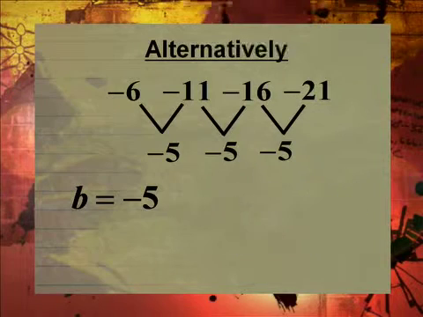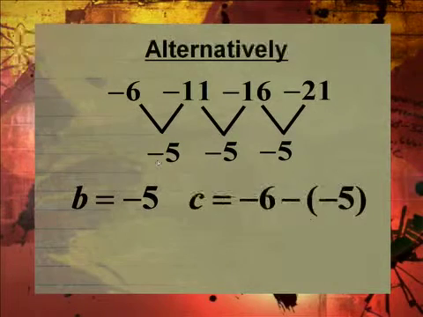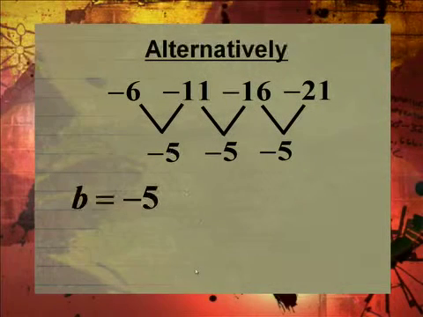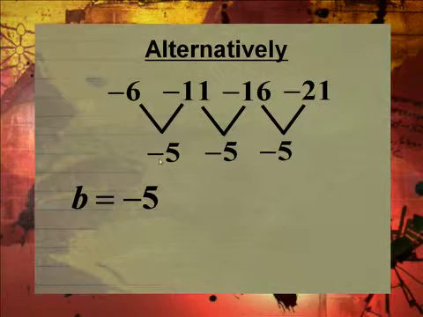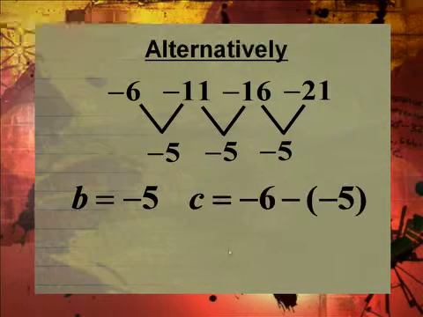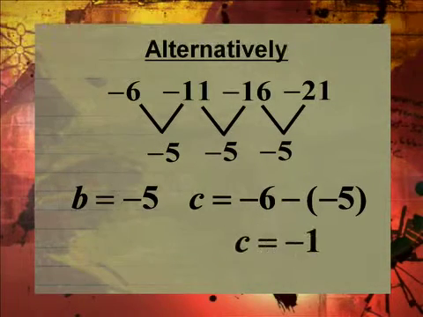Alternatively, let me show you something quite interesting. This is something that you might want to think about as well. Have a look at this. Do you notice something interesting here? The b is negative 5. And what was the c? The c was negative 1. If you say this, minus 6, subtract negative 5. Negative 6, the first term, subtract the b. You get, in fact, negative 1.